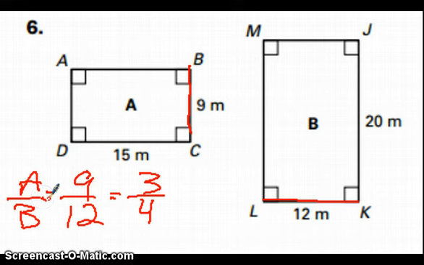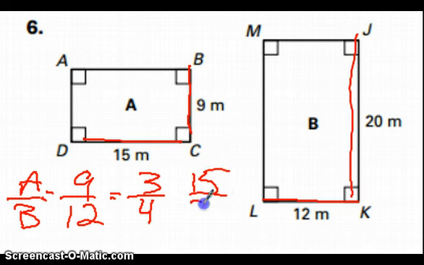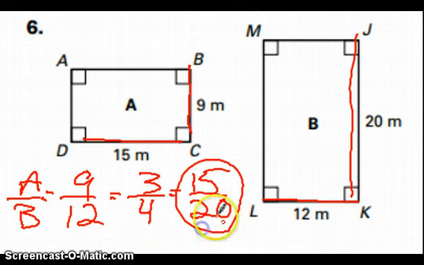And that, you can see also, is the same ratio if we go from the other side, DC to KJ. That's 15 over 20. So all we have to do is find the ratio and then reduce it, and you'll find the answer to your problem.